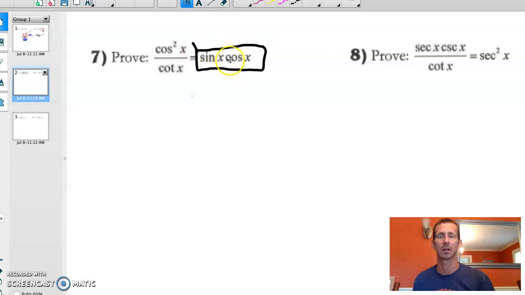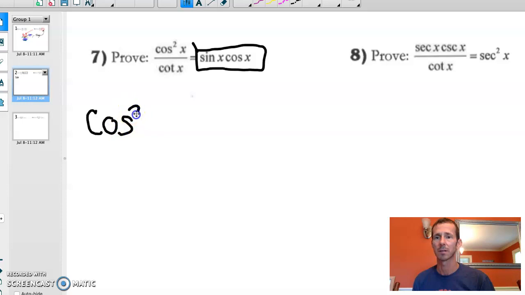Notice it's in terms of sine and cosine. So I'm going to take cosine squared x divided by cotangent x. Cosine squared is already in terms of cosine, so I'm going to leave it alone for now. And so the top of that, I don't have to do anything to because it's already in terms of cosine.